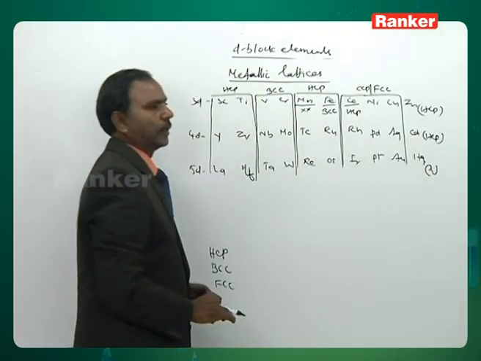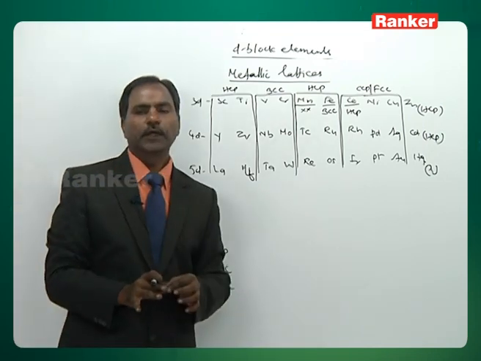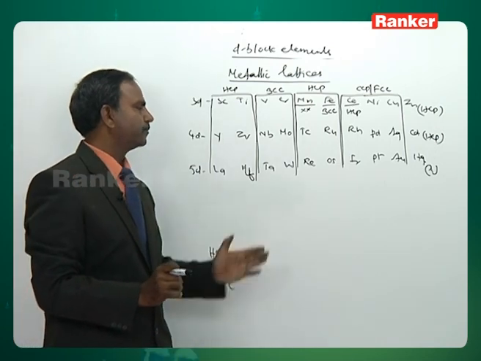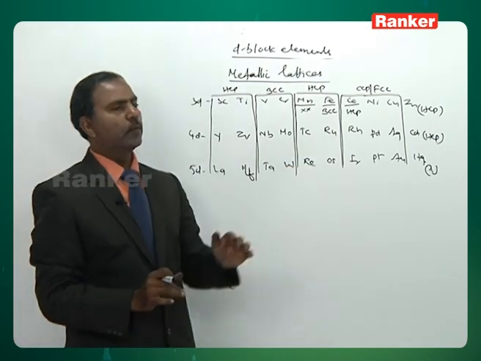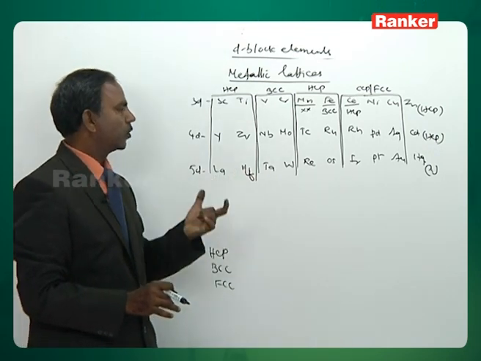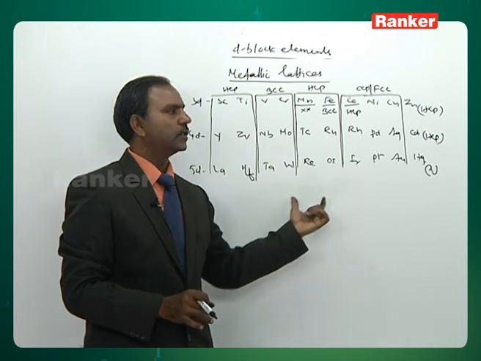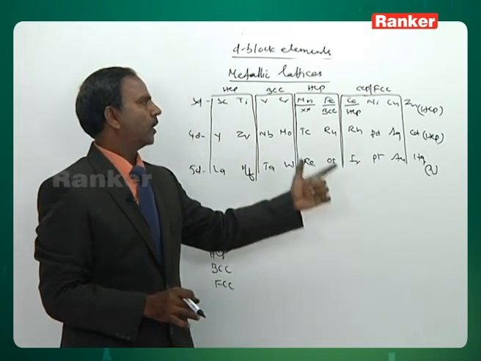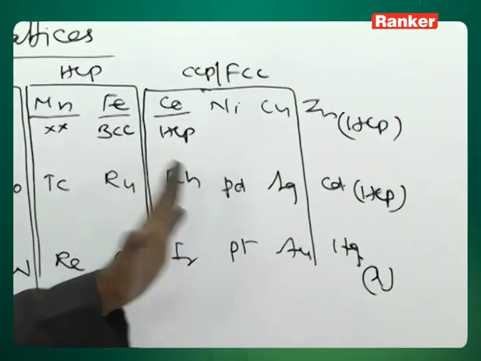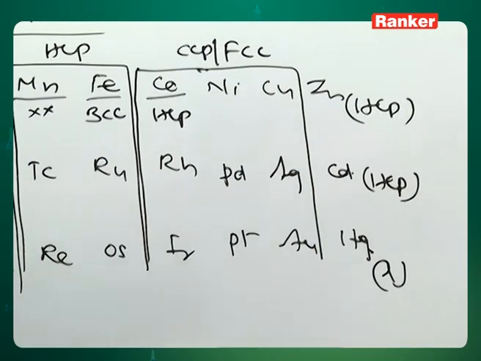Next, let me discuss the interstitial compounds or alloys. What are these interstitial compounds or alloys? You take a transition metallic lattice. In any lattice or solid you take, the atoms are tightly packed like this.